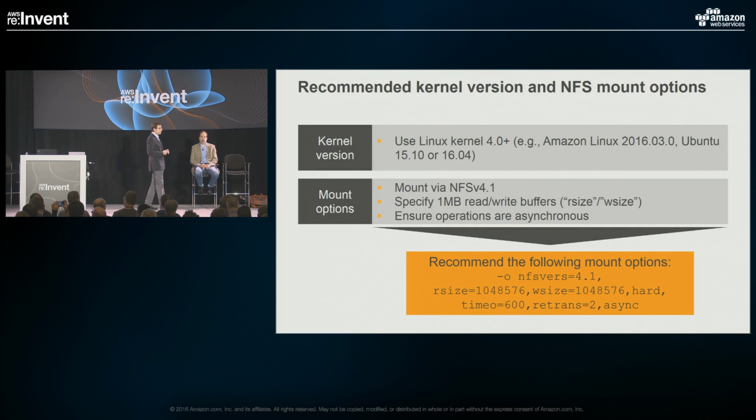And then in terms of kernel version and NFS mount options, these things actually really matter. So definitely use a Linux kernel version 4.0 or newer. There are so many performance enhancements that have been added to the Linux kernel over time, so we highly recommend 4.0 or later. And mount via NFS 4.1. There are a bunch of performance enhancements tied to 4.1 versus 4.0, including improved performance for multi-threaded applications. So that's something we highly recommend.